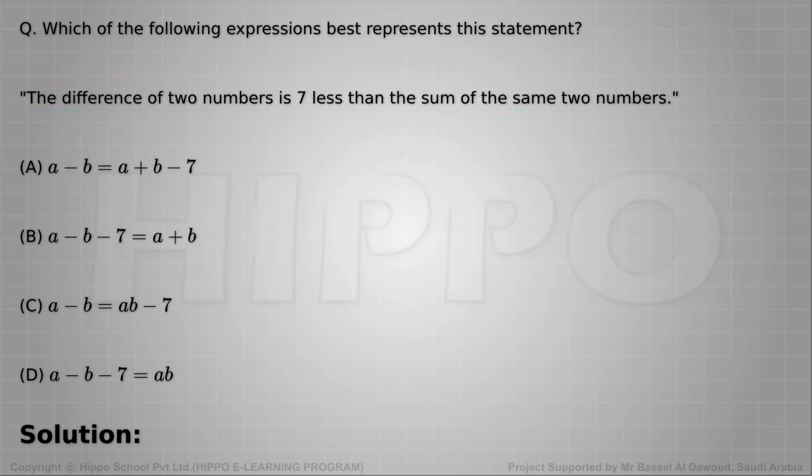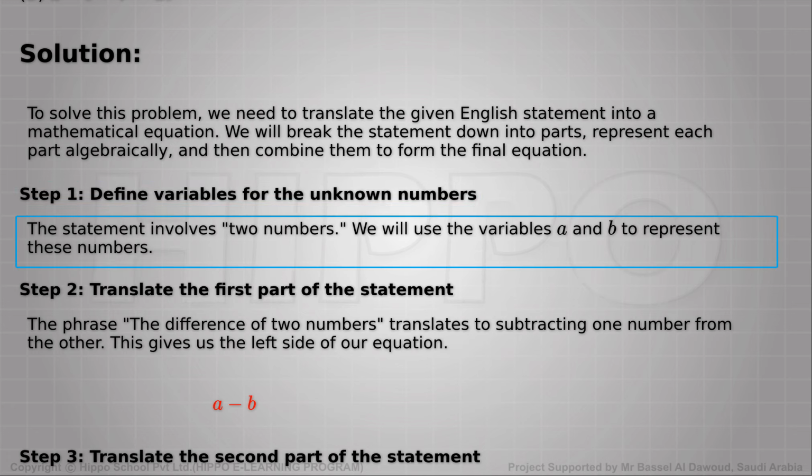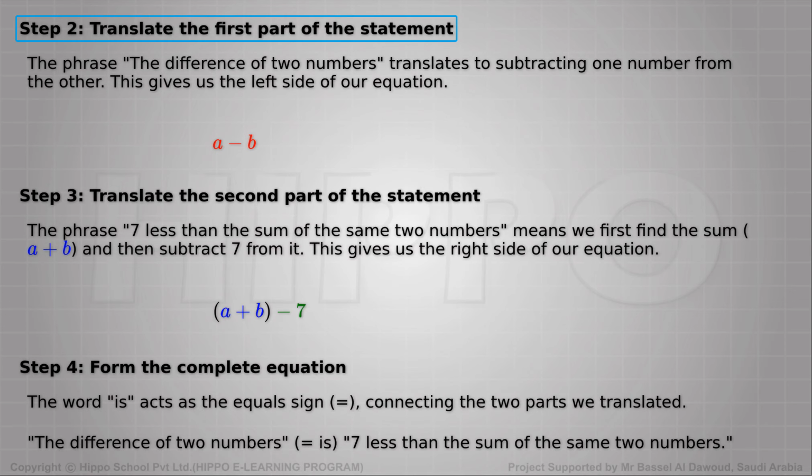Let's get started. First things first, the statement talks about two numbers. Since we don't know what these numbers are, we need to represent them with variables. This is always the starting point for algebraic problems. As you can see on the screen, we'll use the letters A and B to stand in for our two unknown numbers. Now let's tackle the first part of the sentence.